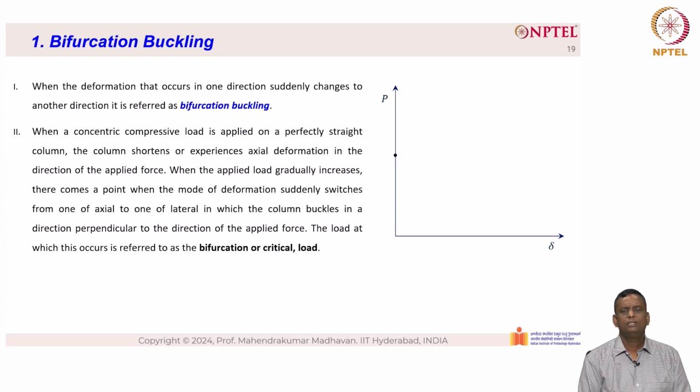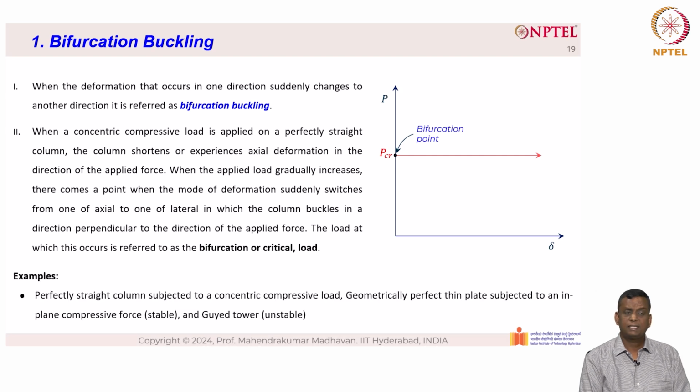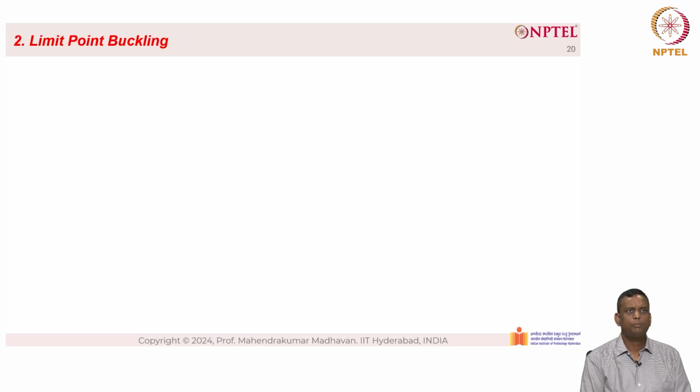This slide shows you the load displacement relationship when the applied load is reaching P critical. The point at which the applied load reaches P critical is called the bifurcation point. The deformation or the buckling that corresponds to this is called bifurcation buckling. So the examples are a perfectly straight column subjected to a concentric compressive load, a geometrically perfect thin plate subjected to an in-plane compressive force, and a guyed tower. The next one is limit point buckling.